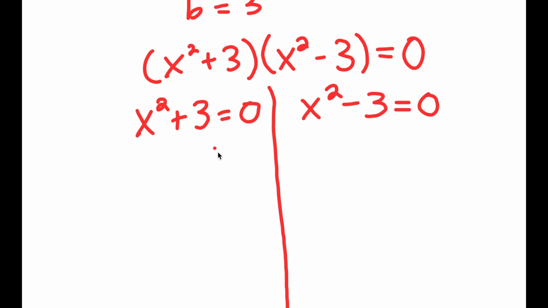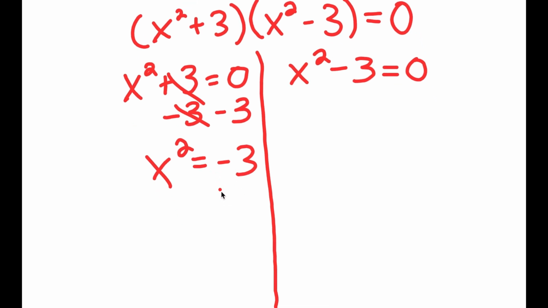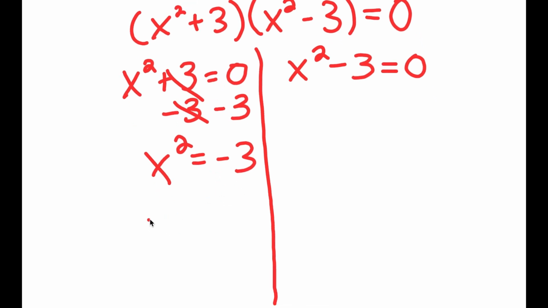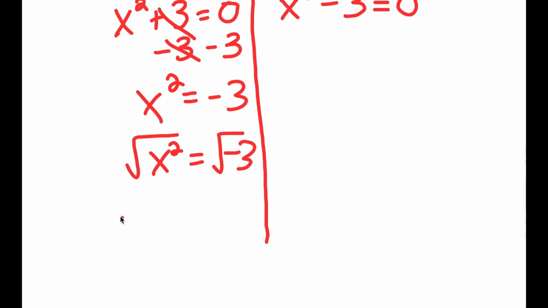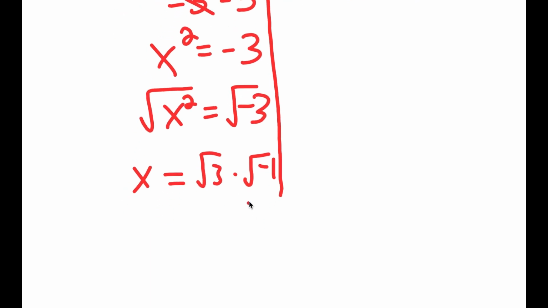So for x squared plus 3 equals 0, I can subtract 3 on both sides. So I get x squared is equal to negative 3. And now I'm going to take the square root on both sides. The square root of x squared is x, and the square root of negative 3, that's going to equal the square root of 3 times the square root of negative 1. And if you guys already know, the square root of negative 1 is equal to i. So I get x is equal to positive or negative square root of 3 i.